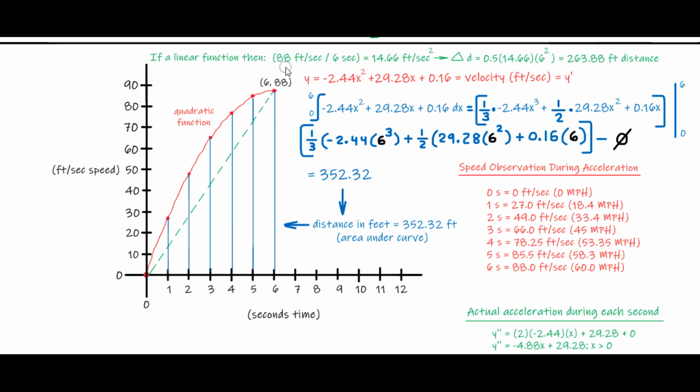if this was like a final speed of 88 feet per second, initial at 0, and then time is 6 seconds, we are actually calculating based on the correct function. It's a quadratic function, not a linear one.